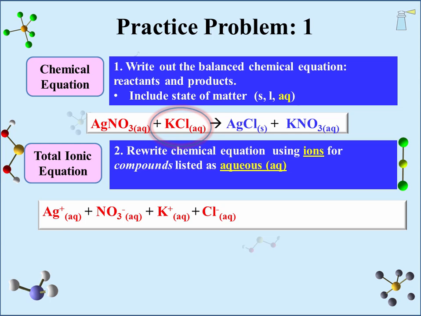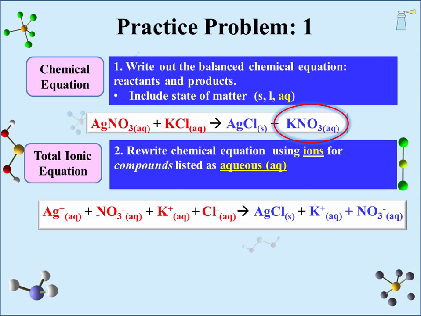For the products, AgCl is a solid. It is placed in the total ionic equation unchanged. That is not the case for the other product, KNO3. It is in the aqueous phase and written as the dissociated K+ ion and the negative nitrate ion. Aqueous subscripts are included. The total ionic equation is complete.